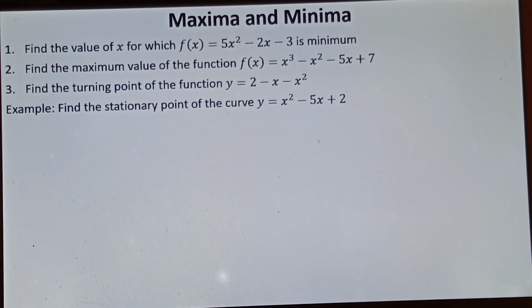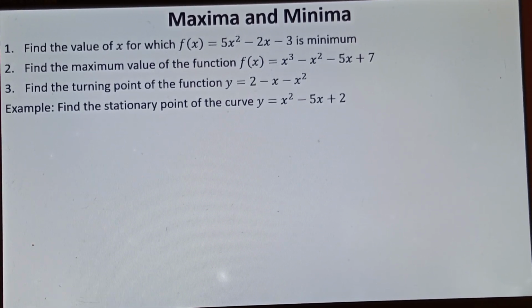In this section, we'll be handling maxima and minima. Every curve has a turning point. If it was going up and it makes a turn and starts coming down, this point is called a maximum point. If it was going down and it makes a turn and starts going up, this point is called a minimum point.